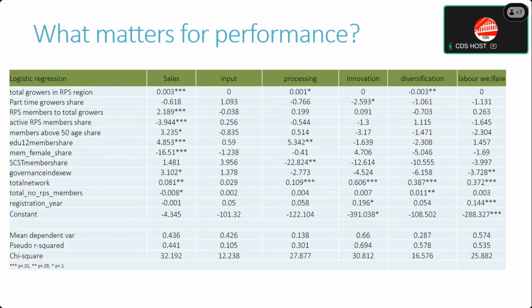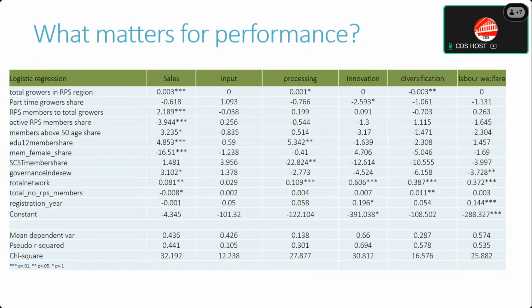The total growers in the RPS region and the part-time growers share show the kind of agriculture, the nature of production of rubber in that particular region. The nature of RPS membership is shown from RPS members and total growers, and active members shares. The quality or the kind of membership is represented by the members above age group 50, education above 12 members share, female share, SC/ST members shares and all. Then we have the governance index which I have shown you. Then the total network is all counted together, which I have shown you. There are different possibilities of combining being a part of the network, and those networks are over there.